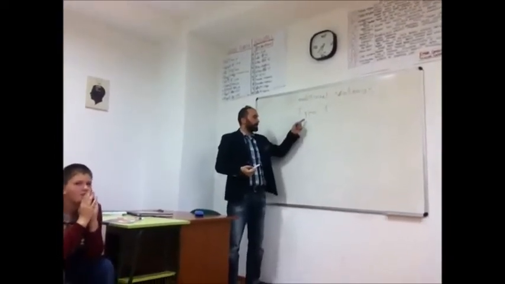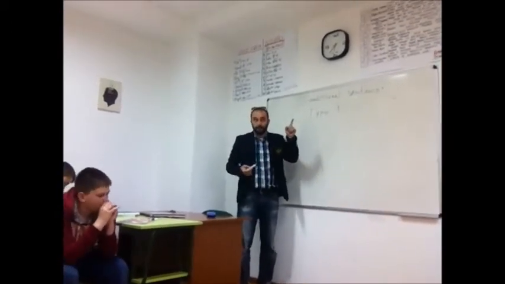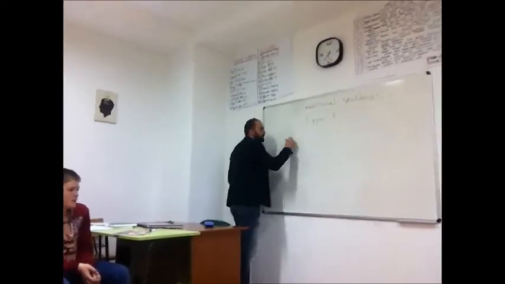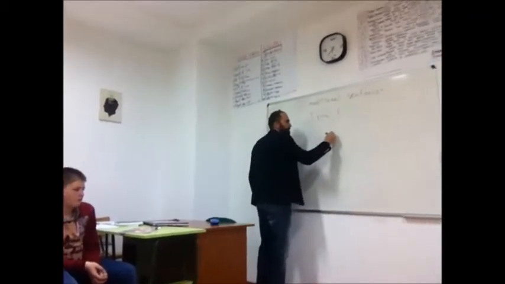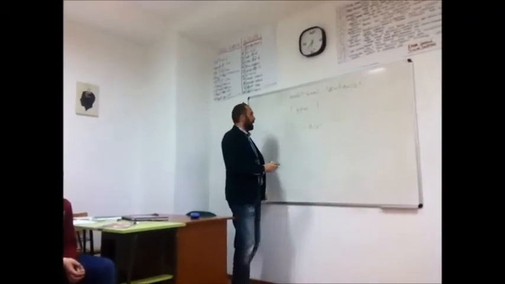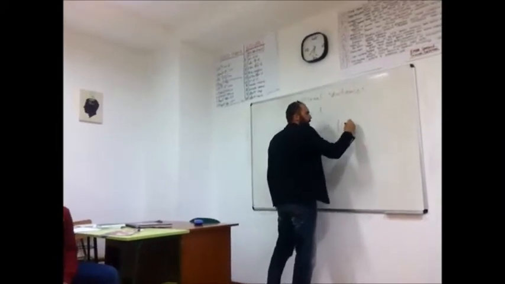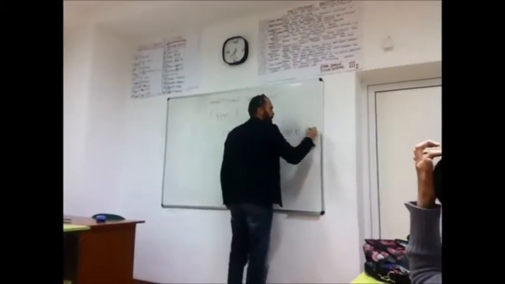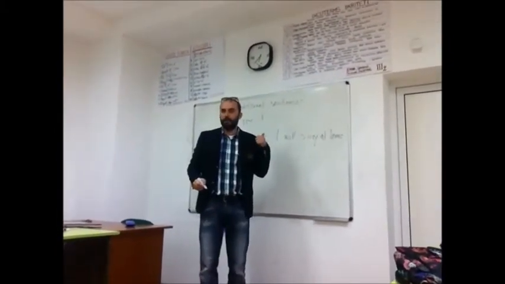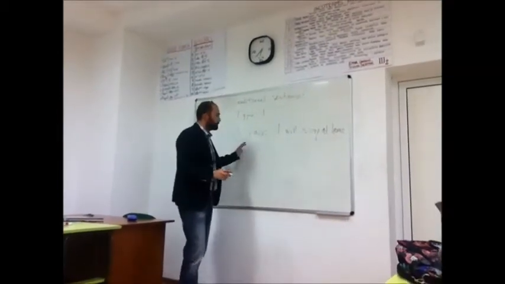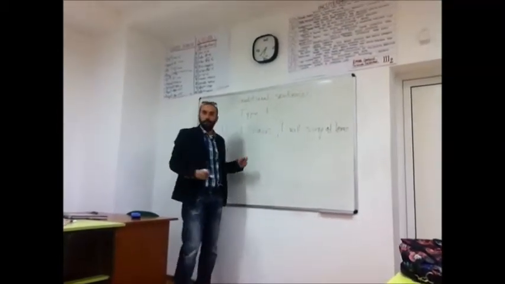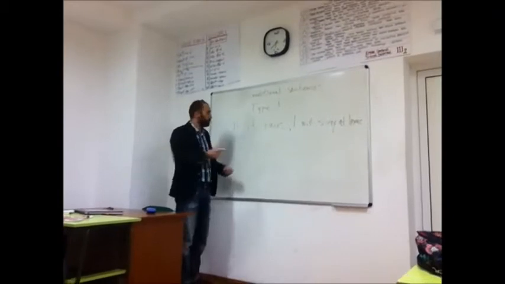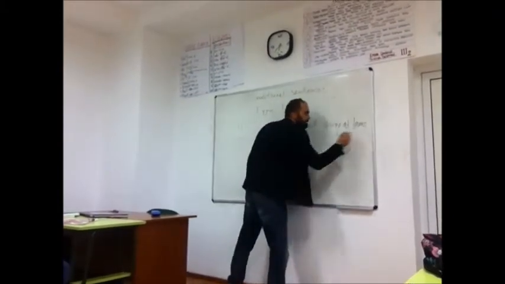So we are talking about type 1. Let me give you a sentence. We were talking about the weather. If it rains, I will stay at home. Now, there is a comma. So we have again two clauses. This is an if clause, and this one is a main clause.